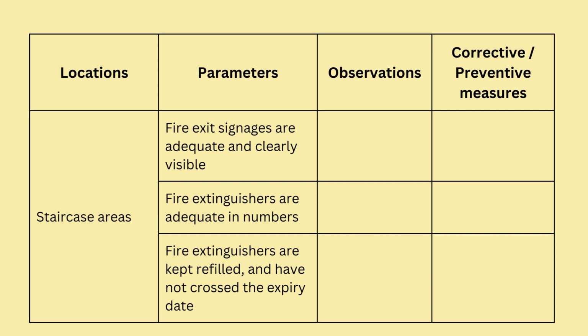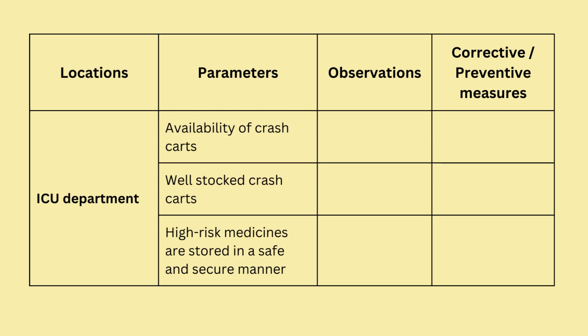The next parameter is having adequate numbers of fire extinguishers at different areas of the staircases, and these fire extinguishers should be kept refilled and checked regularly to ensure that they do not cross the expiry date. In the previous section, I have given examples of common parameters. In this section I am going to give examples of department-specific parameters.